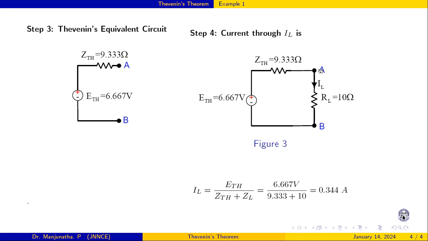Next, connect this load RL of 10 ohm. When I connect this load, with this ETH and this ZTH, the current flowing in the load RL is IL equal to ETH divided by ZTH plus RL, that is 9.33 plus 10 ohm. That is 0.344 ampere. So in this way, we can use Thevenin's theorem.